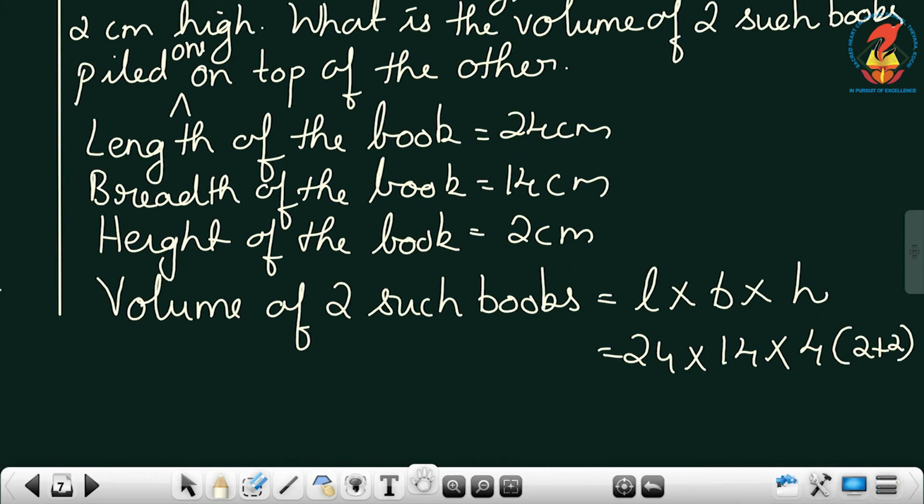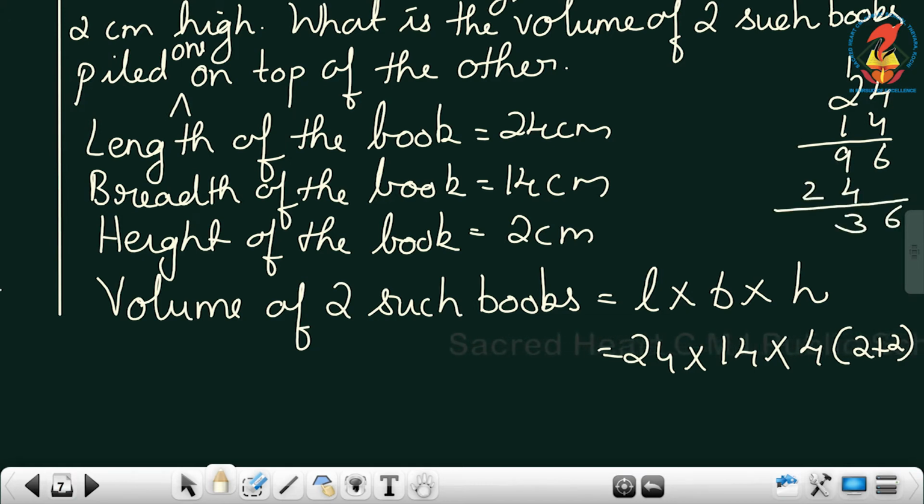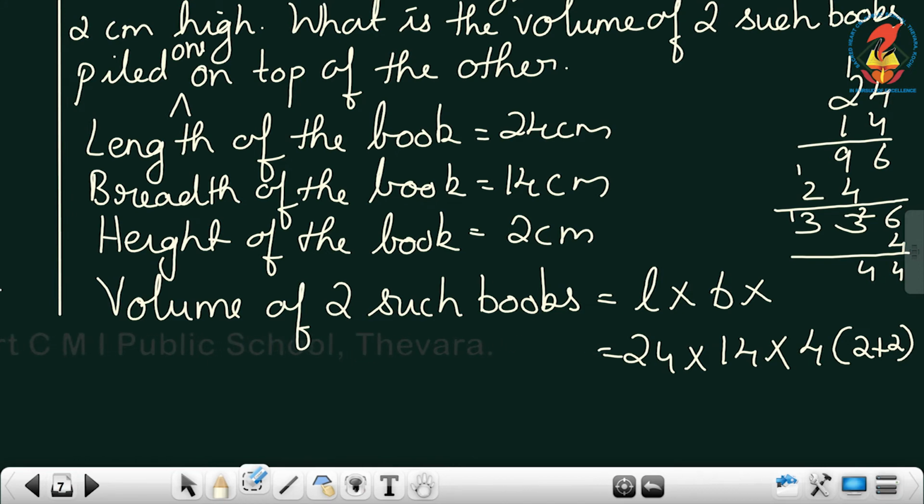So 24 into 14. 4 4s are 16, carry 1. 4 2s are 8 plus 1 9. 4 2, you get 6. 336, and then you multiply by 4. 6 4s are 24, carry 2. 12, 13, 14, carry 1. 3 4s are 12, 13. So you are getting the answer as 1344. That is the volume of 2 such books.